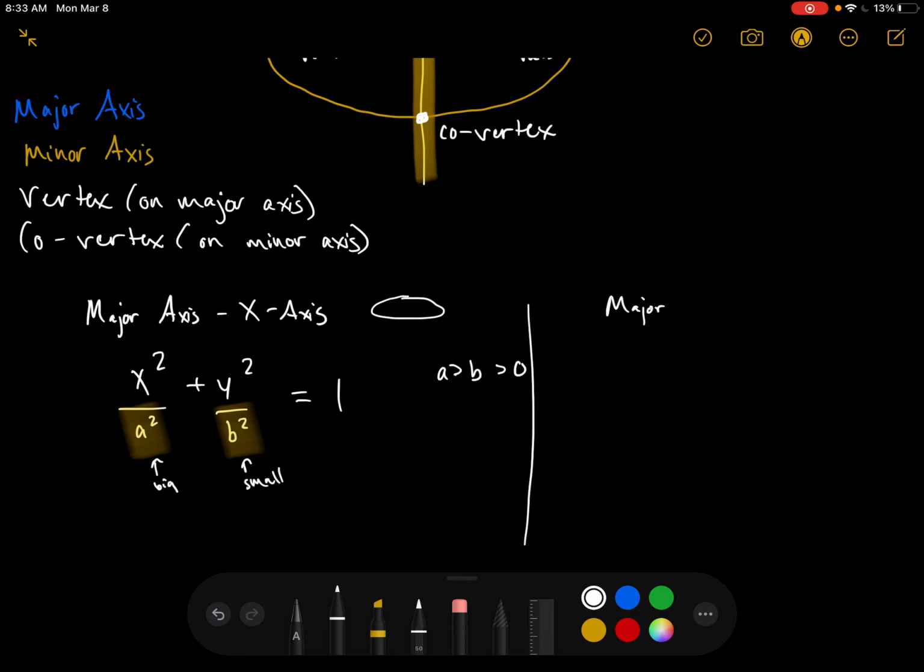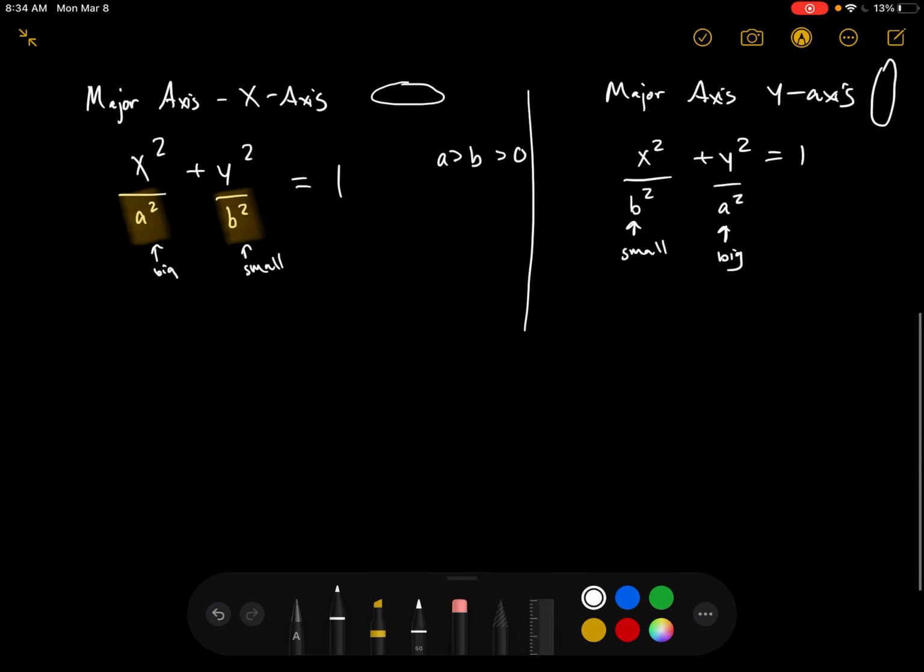Similarly, and we can actually draw it right next to it, if we have a major axis on the y-axis, same setup, except b squared is under x now. So what this means is that it kind of goes up and down. So now this is our big number, and this is our smaller number.